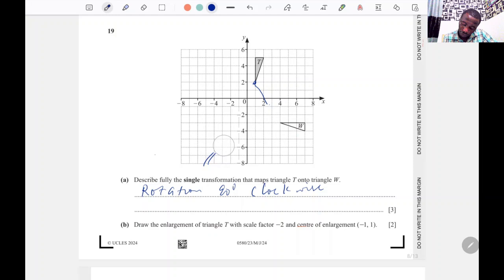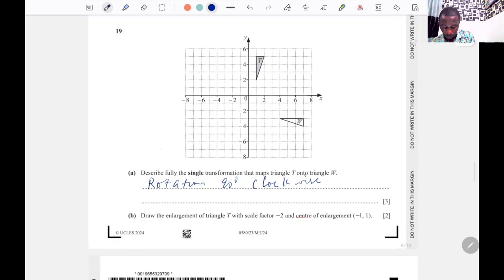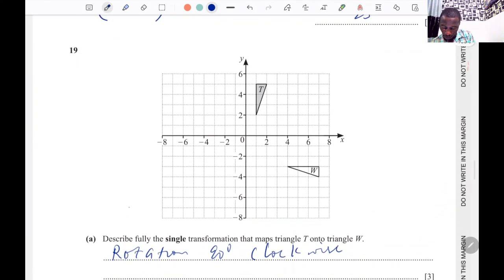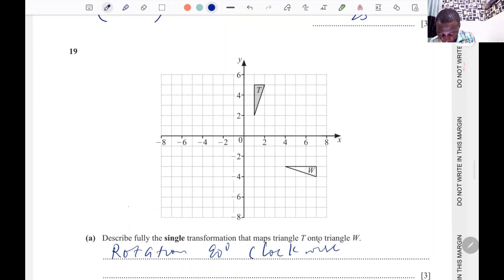If you don't have a protractor like me, I'm using the screen to solve. So what I'll do is that I'll just use my ruler. I'll connect this point of my ruler.